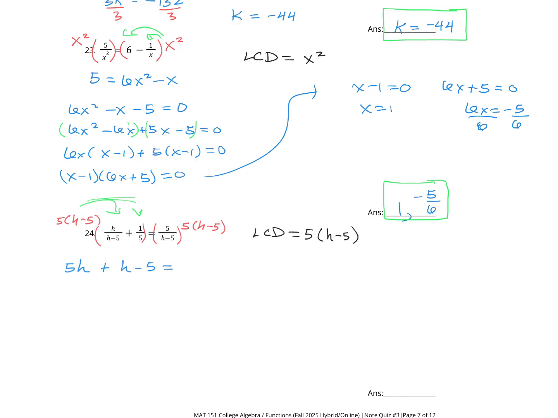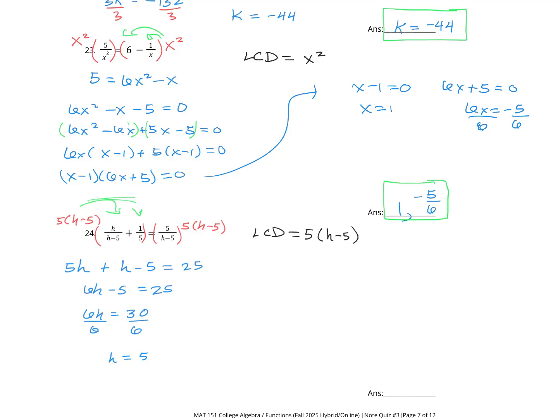And on the right side, I'm going to have the two 5s multiplying to make a 25. But the h minus 5s are going to cancel out. So combining like terms, I get 6h minus 5 equals 25. Adding 5 to both sides, I get 6h equals 30. Dividing by 6, I get h equals 5.